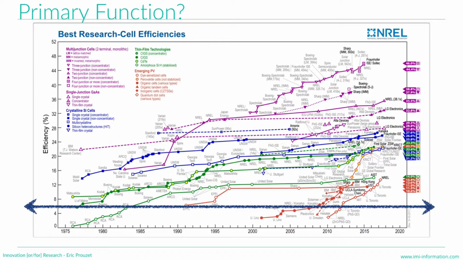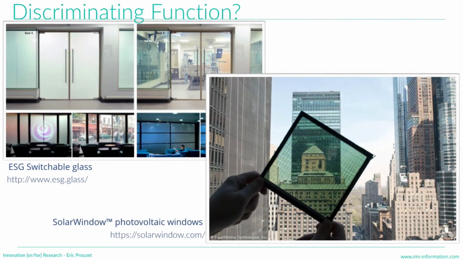Let's look at the discriminating function, that this type of material can provide something that nobody else can do. What they claim was that they can use this material as a photovoltaic material that will allow you to switch your windows from transparent to opaque. That's interesting, but the fact is that you have already some companies who manage to deliver at the commercial level some doors and windows where you can switch in seconds between transparent and opaque.